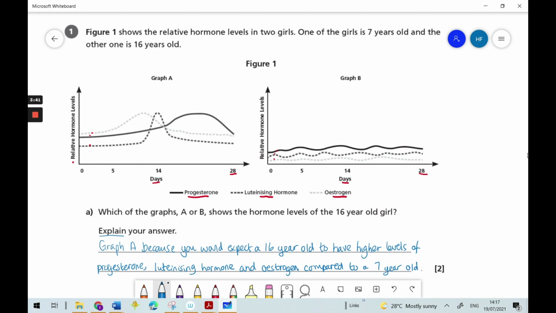Okay, so that's 2 marks. You've got 1 mark for identifying the graph correctly and the 2nd mark for giving your reason. As it's only 2 marks, we don't need to really go into any further details, so you wouldn't need to talk about roles of any of those hormones. It's just simply a matter of saying the graph and giving a simple reason.